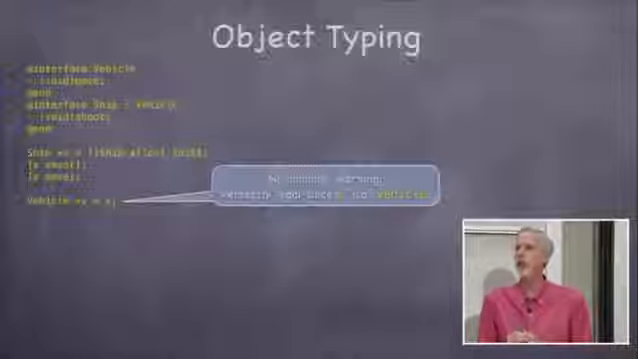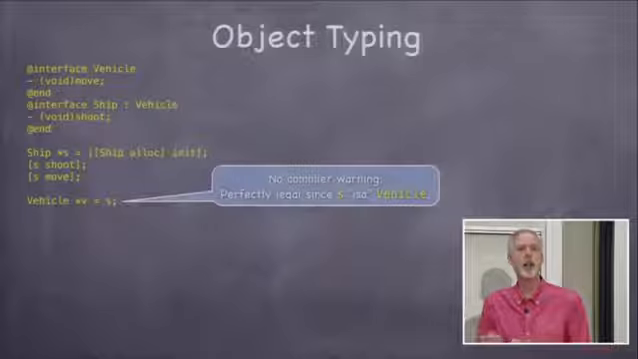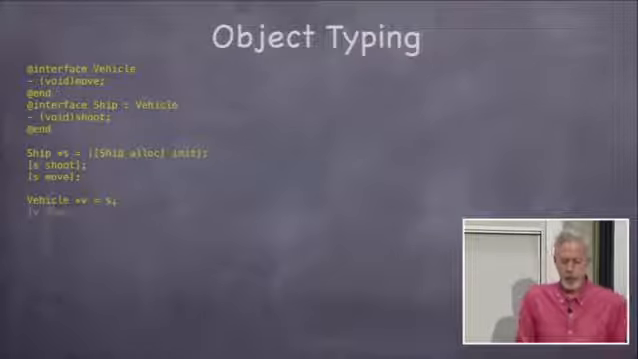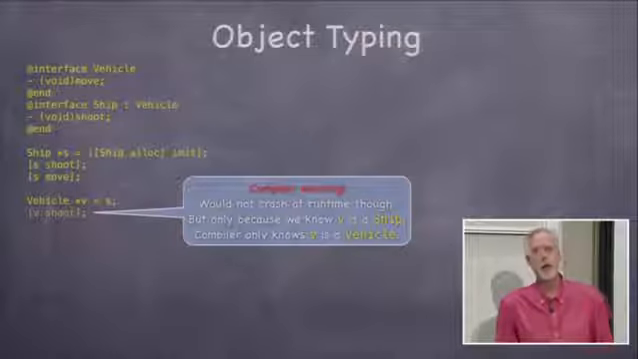Vehicle, because it inherits its vehicleness from ship. This is like deck equals playing card deck, alloc and init. Perfectly legal object-oriented programming, right? But now let's try to say v shoot. What's going to happen here?